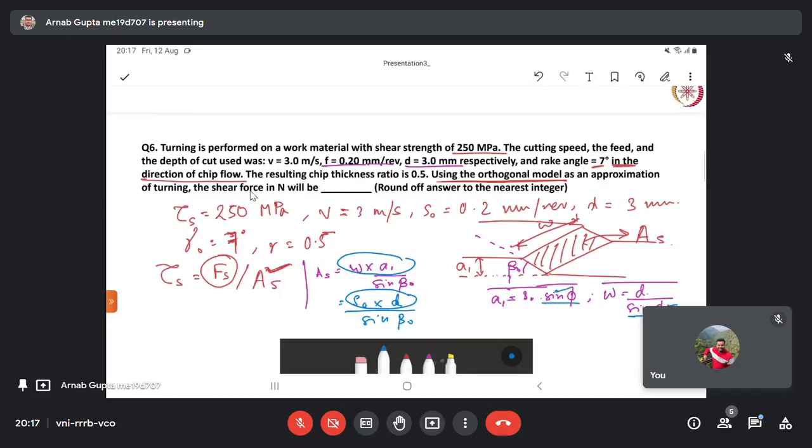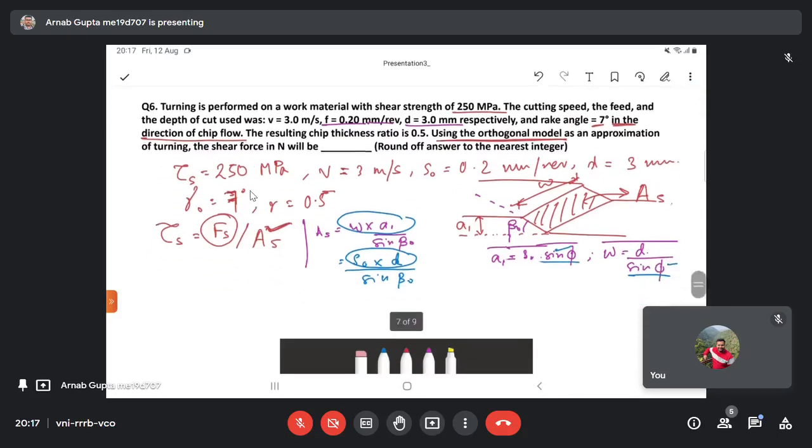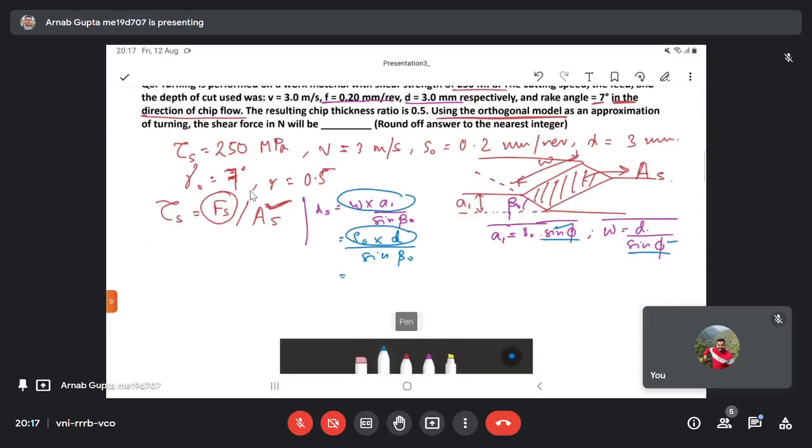Okay, now just calculate this. How much is it coming? S naught is 0.2, depth is 3, so that's 0.6. You also have to calculate beta naught. So tan beta naught is r cos gamma naught divided by 1 minus r sine gamma naught. That's 0.5 into cos 7 degree divided by 1 minus 0.5 into sine of 7 degree.